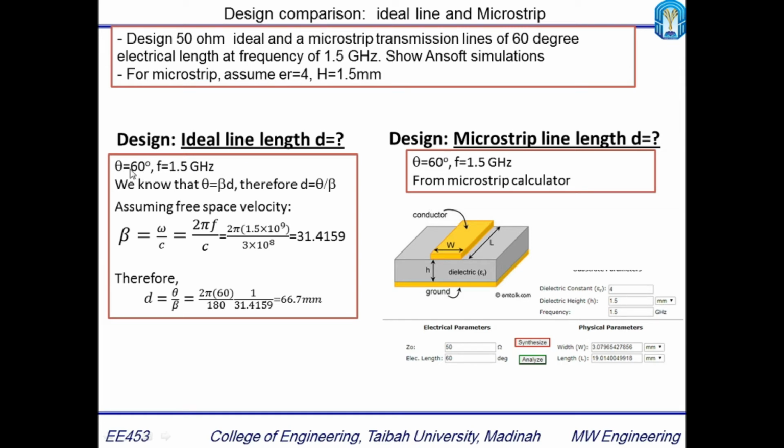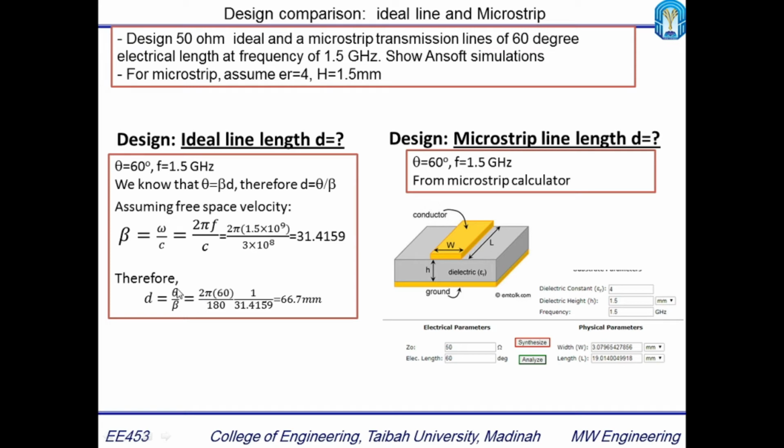Theta, which is the phase of the transmission line, is 60 degrees and the frequency is 1.5 gigahertz. Now we know that theta equals beta d. Therefore, d, which is the length of the transmission line, is equal to theta, the phase angle in radians, divided by beta. Now what is beta? Beta is equal to omega by c, assuming free space velocity. So 2 pi f over c, and this comes out to be 31.41 for 1.5 gigahertz. If you change the frequency, this will change. And if you change the speed, this will also change. But here we are assuming free space velocity. So this comes out to be 31.415.